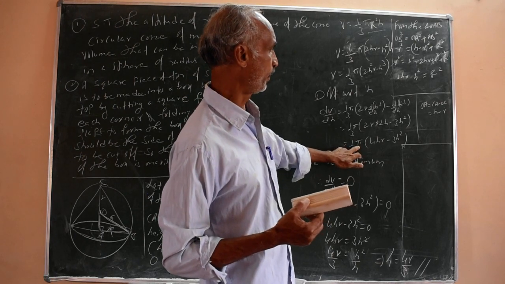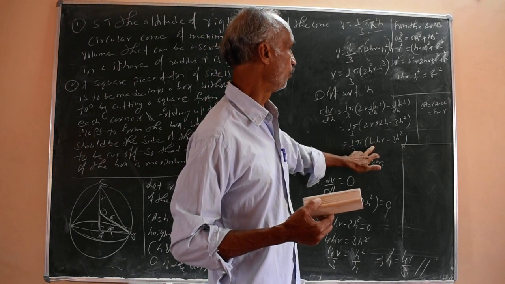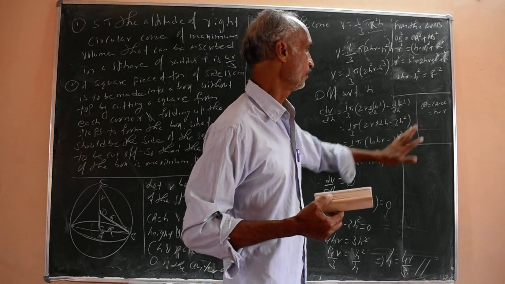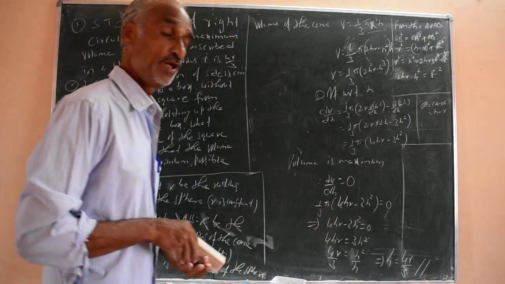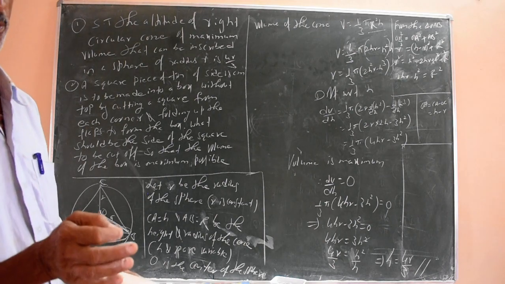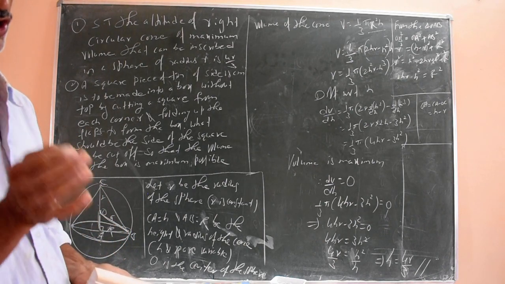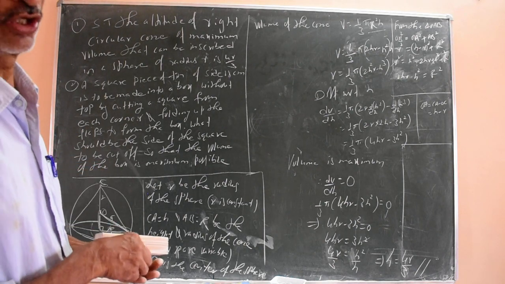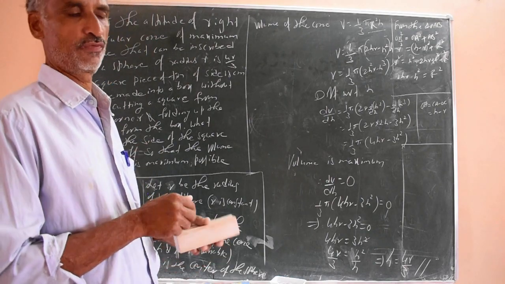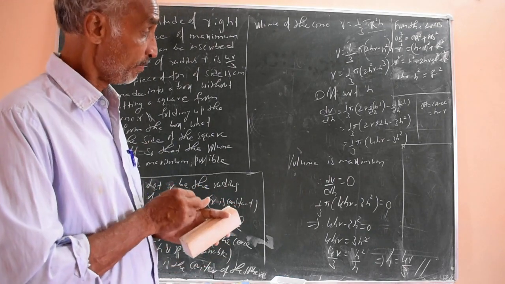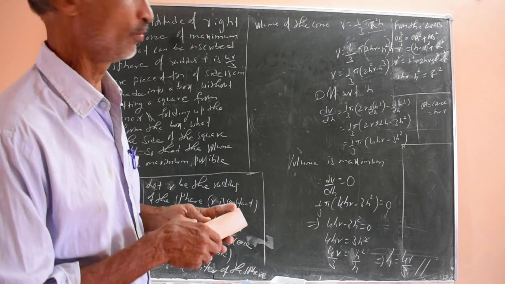It is 1 by 3 pi, 2 into 2, that is 4hr, minus 3h square. The volume is maximum. Whether the function is maximum or minimum, the common condition is that the first order derivative is 0 for both. If maximum is there, the first order derivative is 0. If minimum is there, then also the first order derivative is 0.